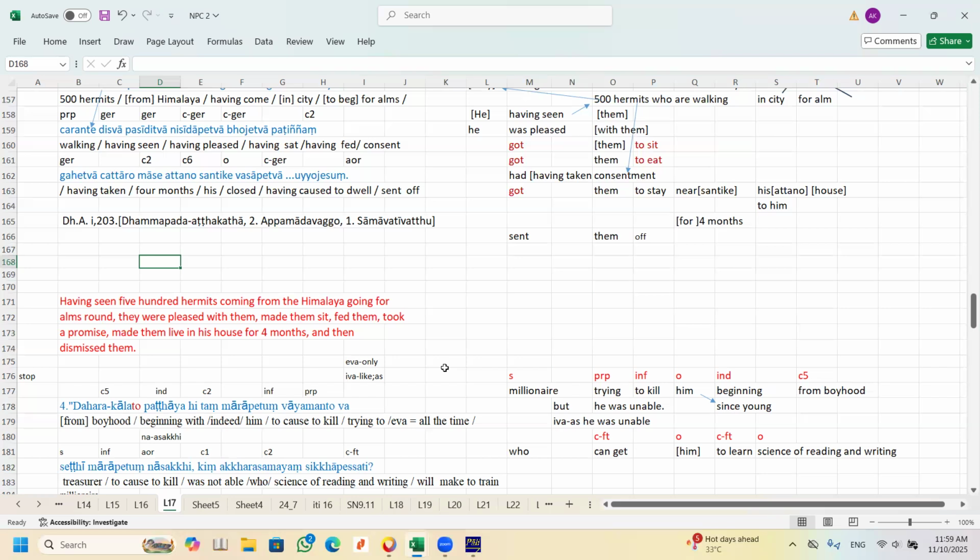Because people want dana, people want merit. They think of giving merit to the chief monk. They will give more to the chief monk because they think giving more means they get more merit. It's not like that. It's your intention. That is where the intention plays its part.